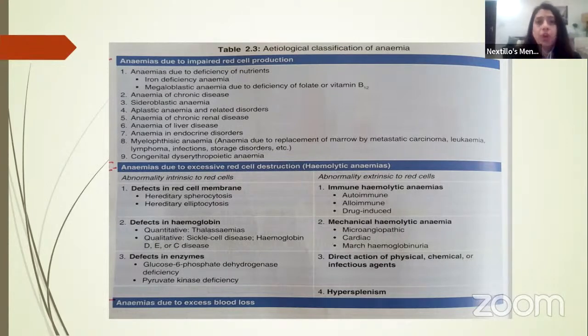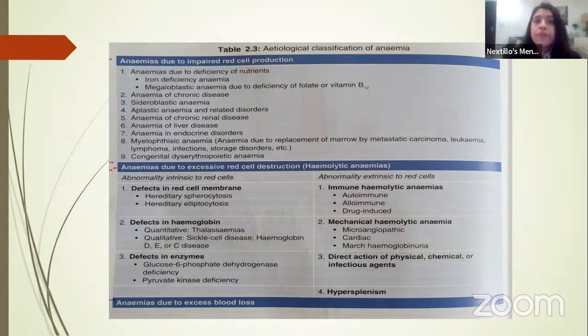Now, there can be some abnormalities which are not within the red cells, but outside the red cells, which are causing destruction of the RBCs. For example, our immune system, there is some problem in our immune system which is recognizing normal RBCs as some foreign object and destroying it, which is called an autoimmune condition. So in every autoimmune condition, as we know, our immune system finds our very own cells as foreign and forms antibodies against it. So it can be autoimmune. Now, it can also be alloimmune.